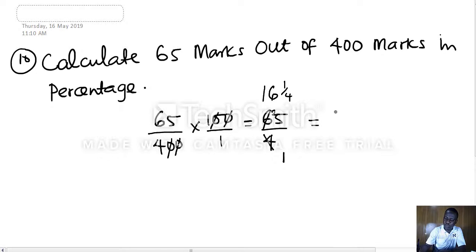So this is said to be 16.25%. That is 65 marks out of 400 marks is said to be 16.25% of 400.